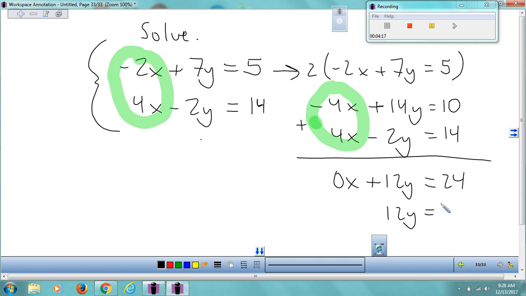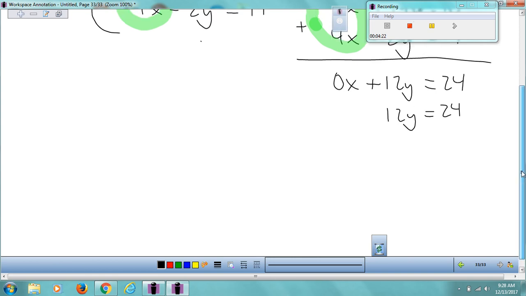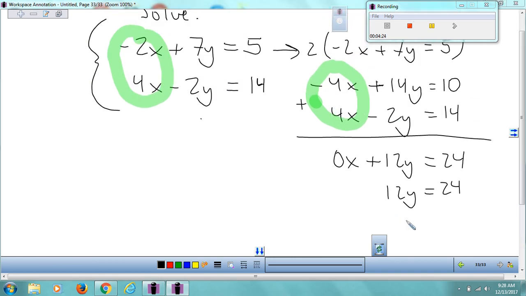Remember elimination. Okay? And then our very last step, as I scroll down here, is to divide by 12, and so y equals 2. Y equals 2, right? So when we go over here, we're going to write that. My y value is 2. What this is going to tell me is that these two linear equations are going to intersect at an ordered pair that has a y value of 2. So they are going to intersect at one location.